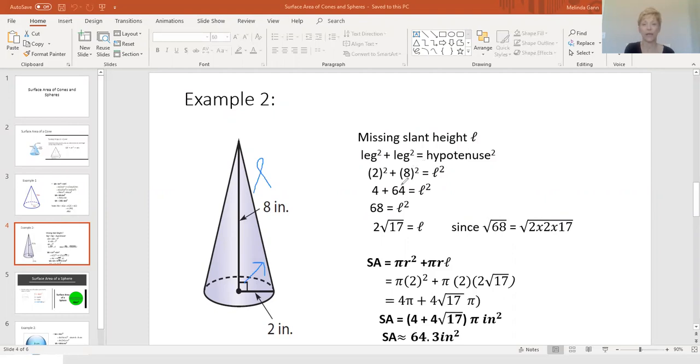Well, when you square 8, you get 64. When you square 2, you get 4. So my L squared is 68. Not L, but L squared. So I've got to take the square root of both sides.